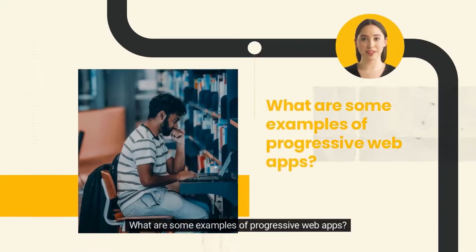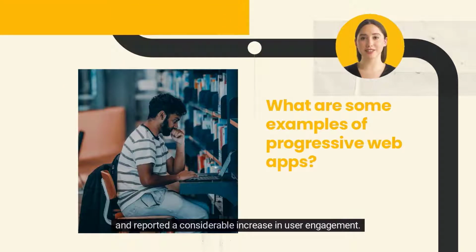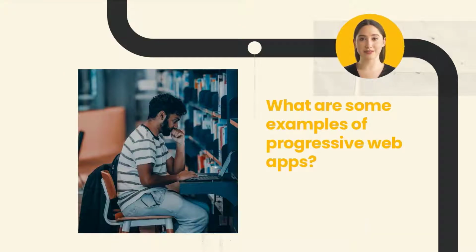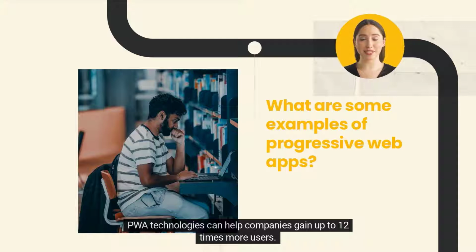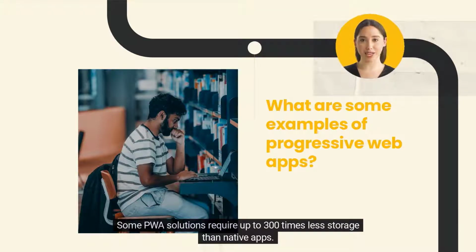What are some examples of progressive web apps? Many leading businesses, including Starbucks, the Financial Times, and Pinterest, have built a PWA and reported a considerable increase in user engagement. PWA technologies can help companies gain up to 12 times more users. Some PWA solutions require up to 300 times less storage than native apps.